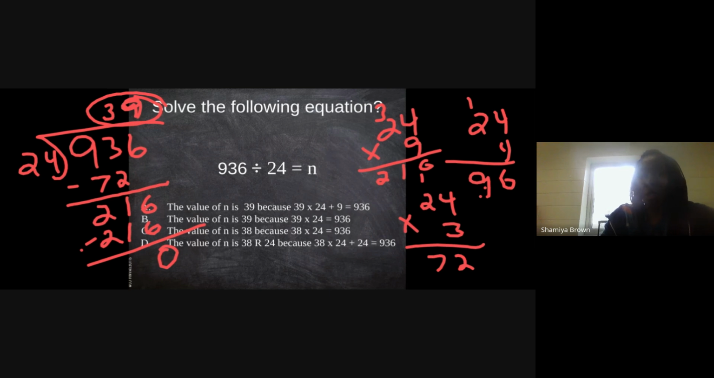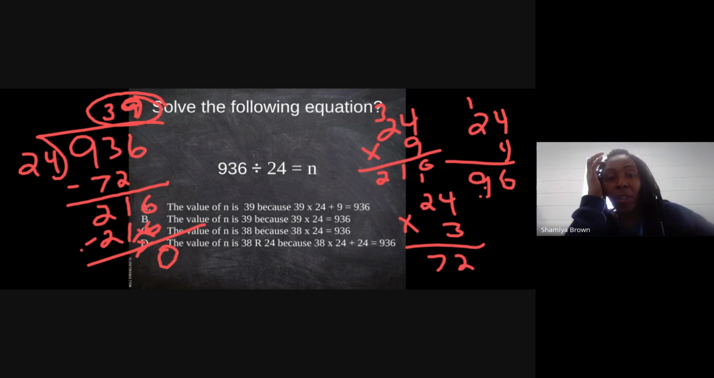But if you look at my choices, I have 2 of them that say 39. So I know C and D can't be my answers. So I have to see which one is correct. They said the value of n is 39 because 39 times 24 plus 9 is 36. Or B says the value of n is 39 because 39 times 24 equals 936. Which one of those is true?